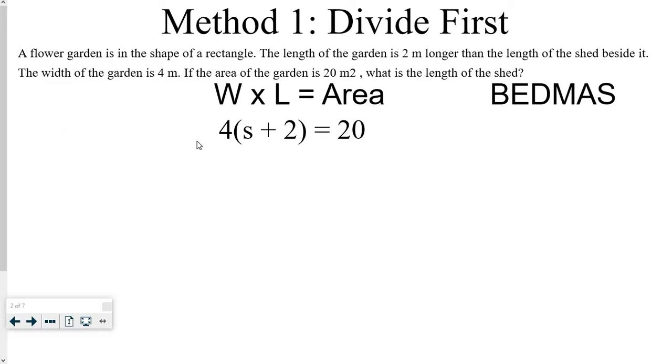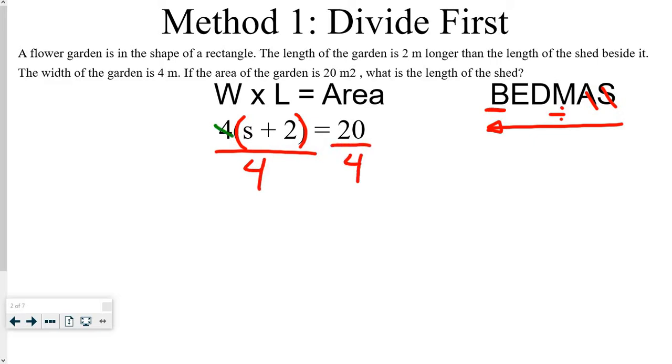To find this out, we do BEDMAS backwards. Brackets are last, so we're not going to touch this until the very last. There is no subtraction, there is no addition, there is multiplication, so we use the opposite of multiplication, division. We're going to divide first. If we divide this side by 4, then this right here is gone, so we're left with s plus 2 equals 5.